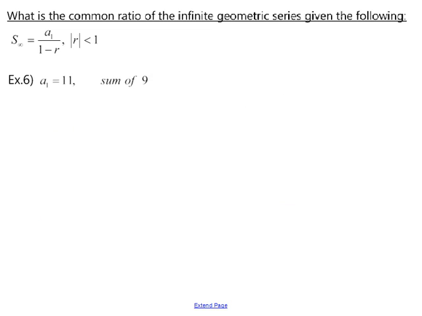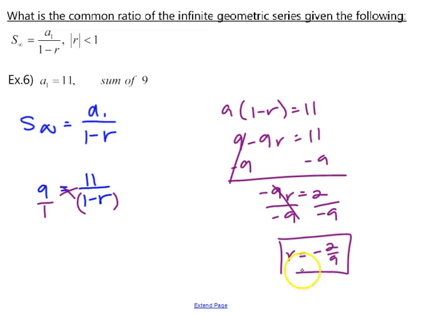I want you to go ahead and try this example on your own and check back with me when you're finished. Hopefully you found that the common ratio was negative 2/9. If not, pause and check your work with mine and see where you might have made a mistake. That's it for our notes on the infinite geometric series.